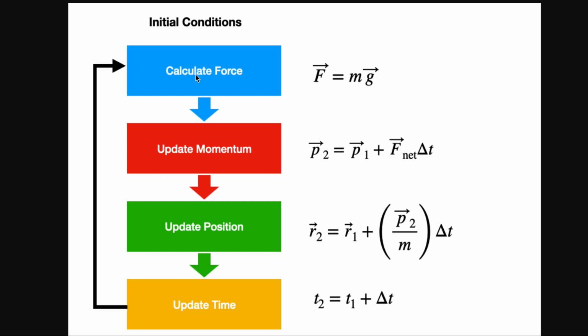Step number 1, calculate the force. In this case, it's easy because there's only one force, the gravitational force. 2, use that force to update the momentum. Next, update the position. And finally, update time, and then repeat the whole thing again until you get to where you want. In this case, we want to get to where the ball's back down at the ground.